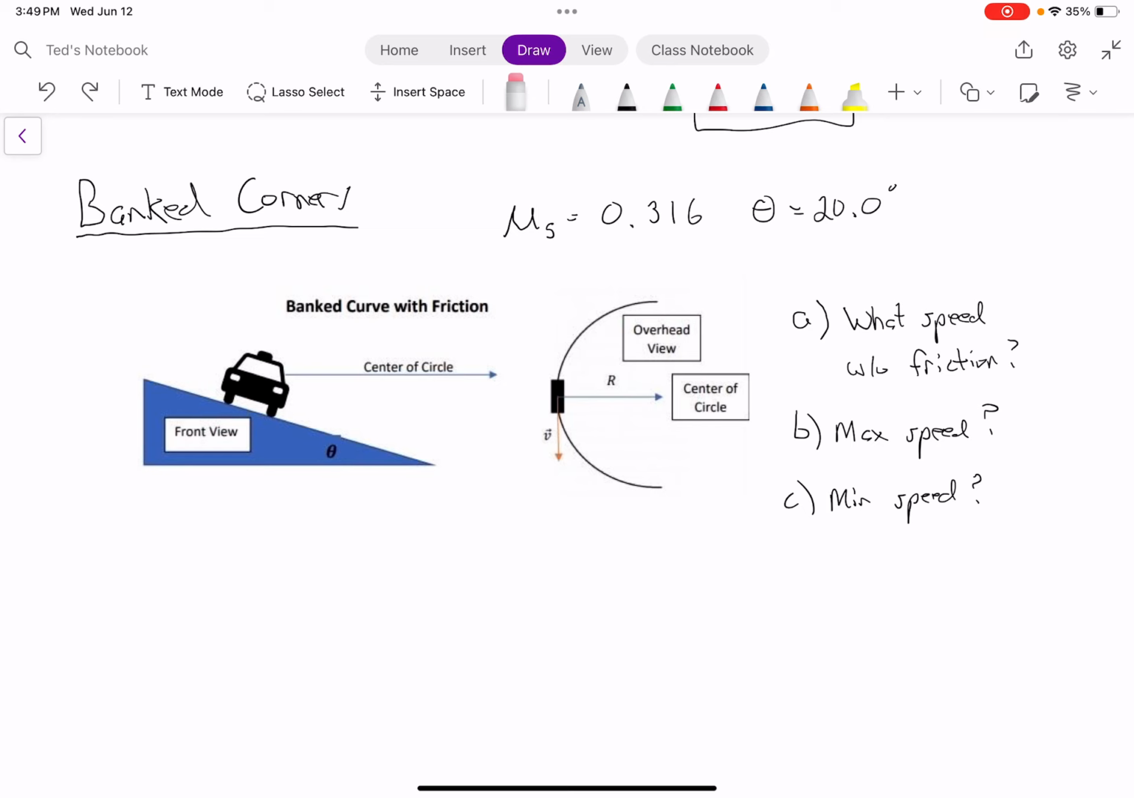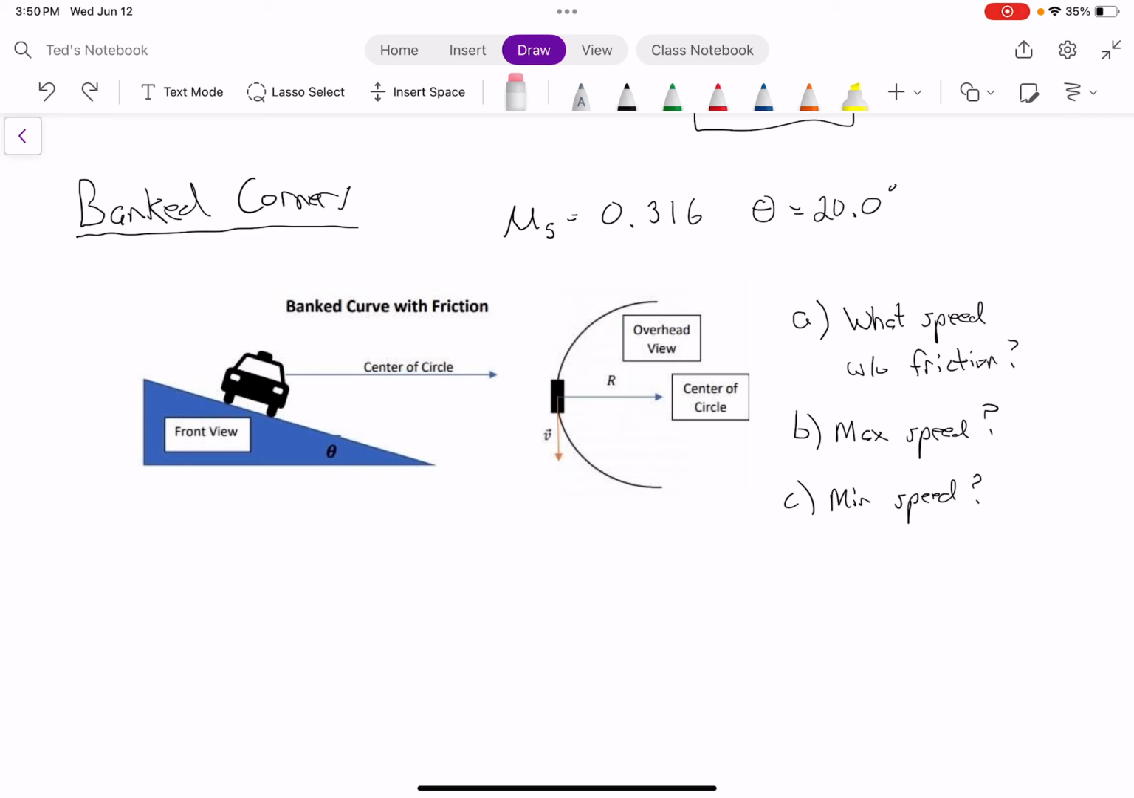on a road. Good tires typically have coefficients of friction between 0.9 and 1. But we're going to assume that this is either rainy or snowy or something that gives a low coefficient of friction. All right, so the questions were, what speed can the car go around without any friction? What's the maximum speed it can go around? And what's the minimum speed it can go around? All right, so let's start with part A.